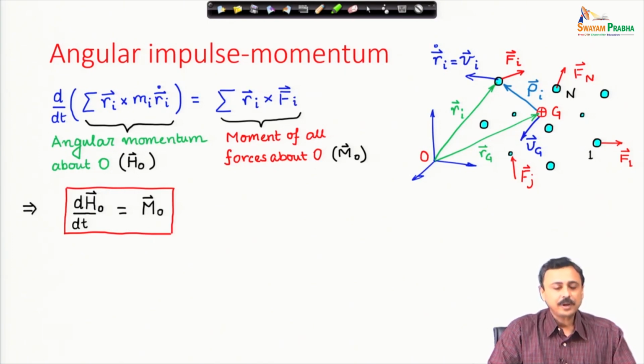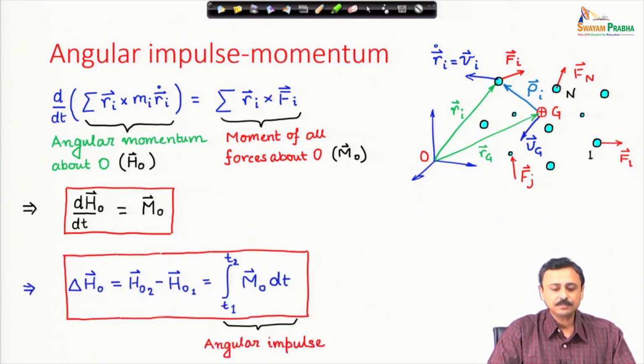This is written therefore as d/dt of capital H naught equal to M naught. So, the rate of change of angular momentum about the origin is equal to the moment of all forces about the origin.